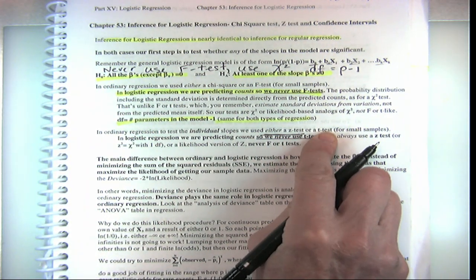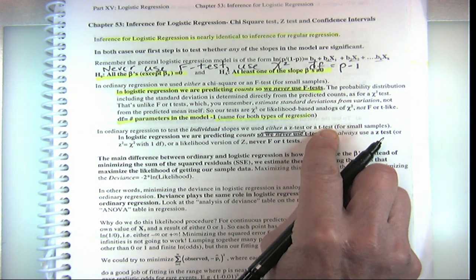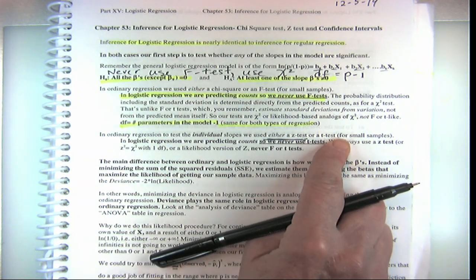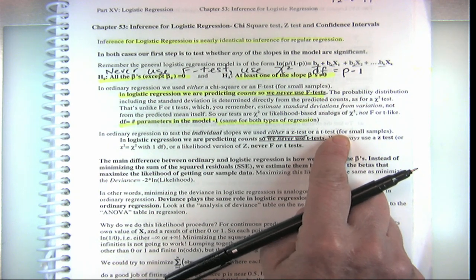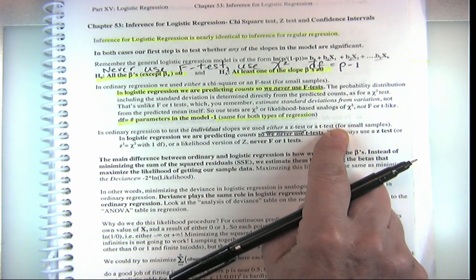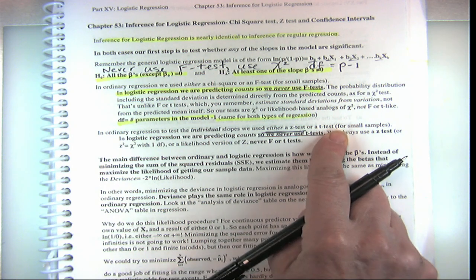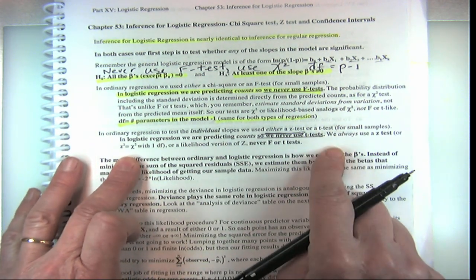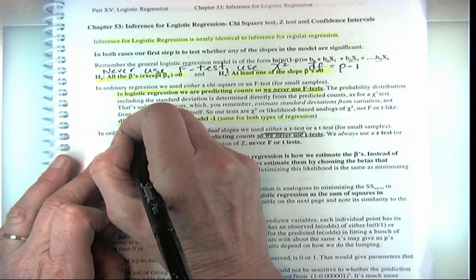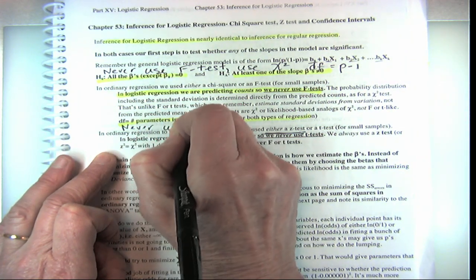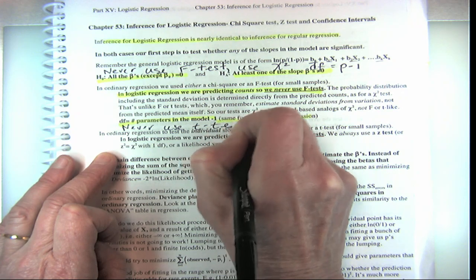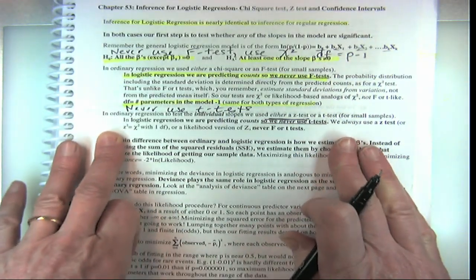Point being, you can't use t or F tests for the same reason that I just explained here, because you just don't do those for counts. We never did it when we had percent problems, right? Because we know the standard deviation, we don't have to use the variance of the sample. So that's important too. You never use a t-test, which makes things simpler. You don't have to worry about those degrees of freedom.